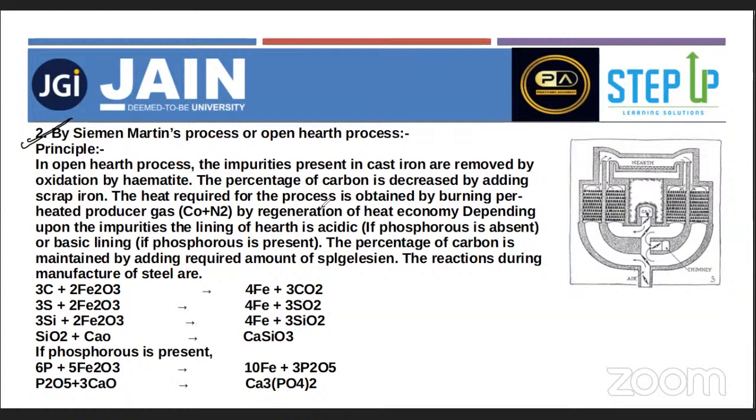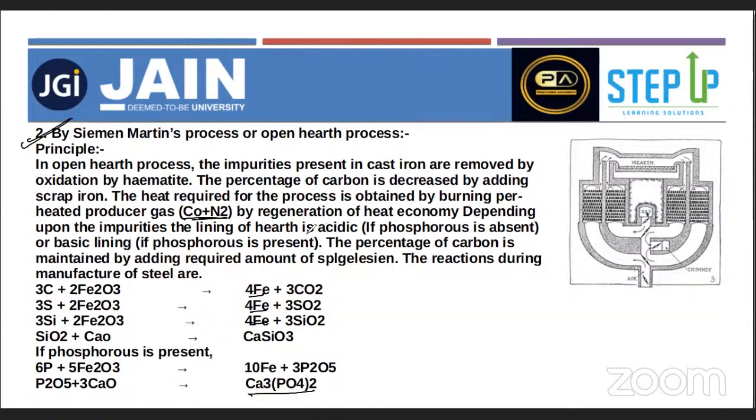So what happens here is we have CO2, that is what is producer gas. We have carbon reacting with Fe2O3, and we are trying to separate iron, which we call cast iron. And if phosphorus is present, this is what we'll do. We already read this, phosphate, this is the Thomas process.